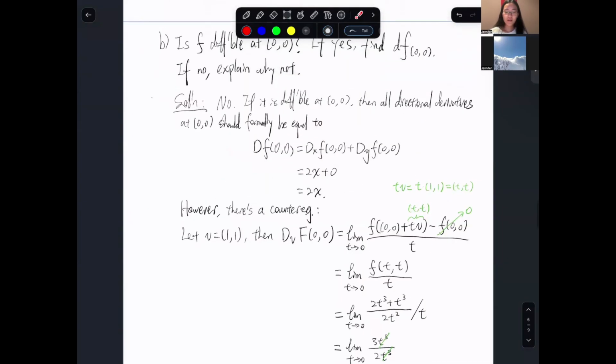The key point here is that you should remember that all directional derivatives at that point should also be equal to the derivative at that point when you substitute whatever the vector values are into this derivative.